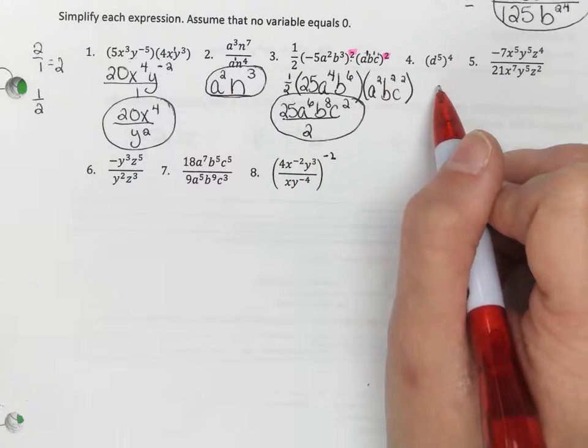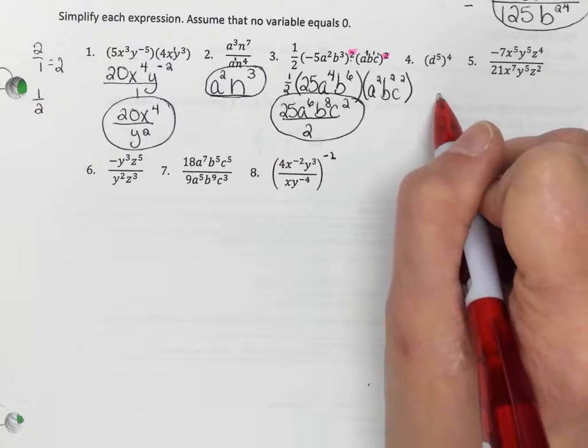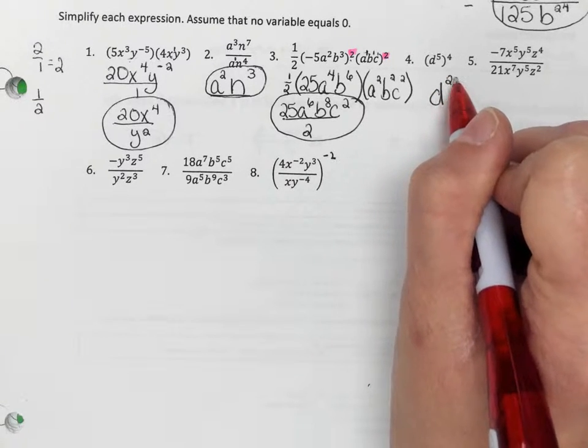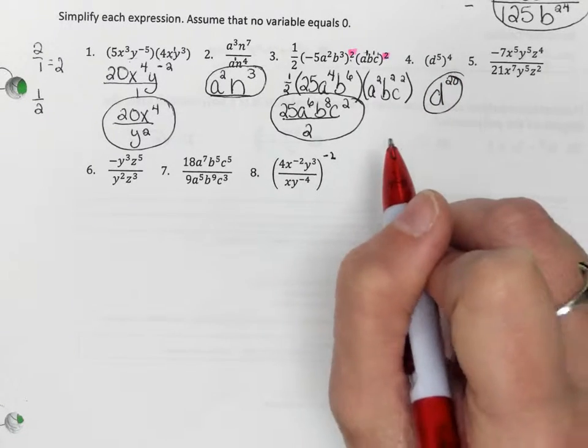All right, number 4. 1 base u, multiply 5 times 4 is 20. There you go. And you're done.